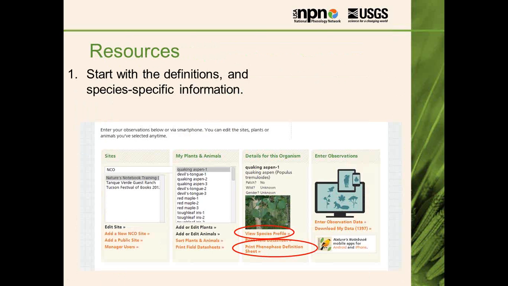So I wanted to go through a lot of the resources that we have available for you in answering these kind of phenophase questions. The number one place to start is the phenophase definitions, because these have the species-specific information that you need to answer each of the questions. And you can find these in a few different places. On your observation deck at the bottom, for any plant that you add to a site, you'll see the species profile, which includes the definitions. And you can also print a phenophase definition sheet there as well.